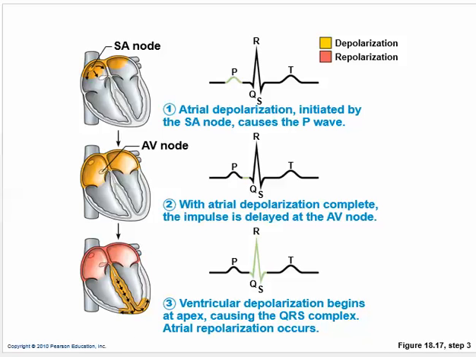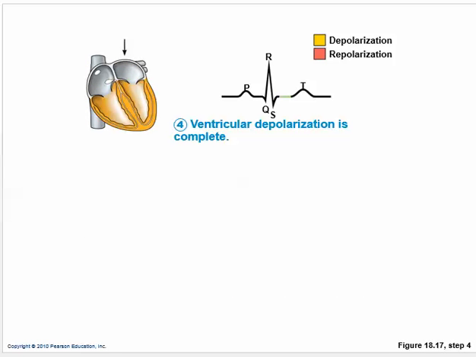Because the myocardium has so many cells and there's so much sodium moving, the QRS is far larger than the P. There's just more electrical activity because of the number of cells. It's a much larger deflection on the graph. So once the entire ventricle has depolarized, then the ventricle goes into systole and contracts.